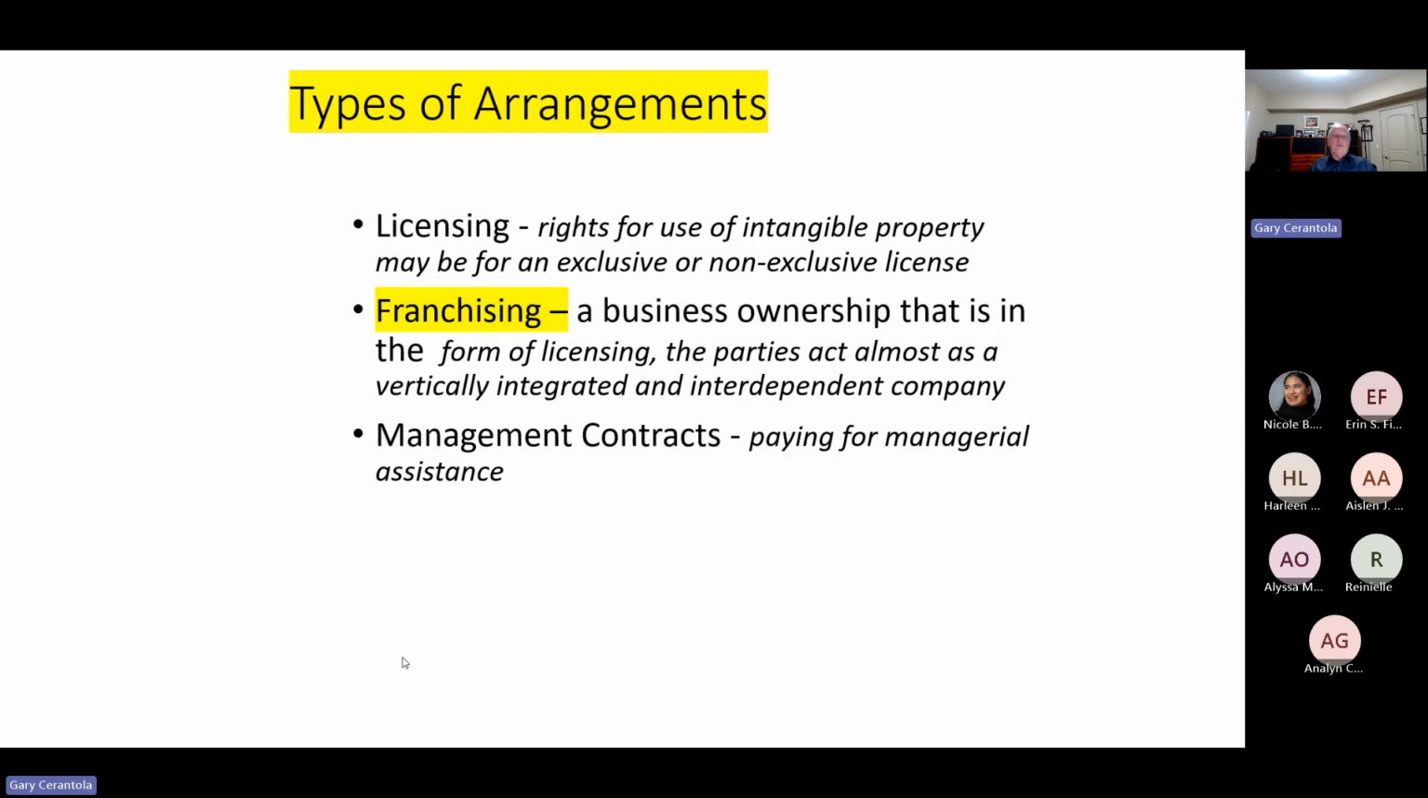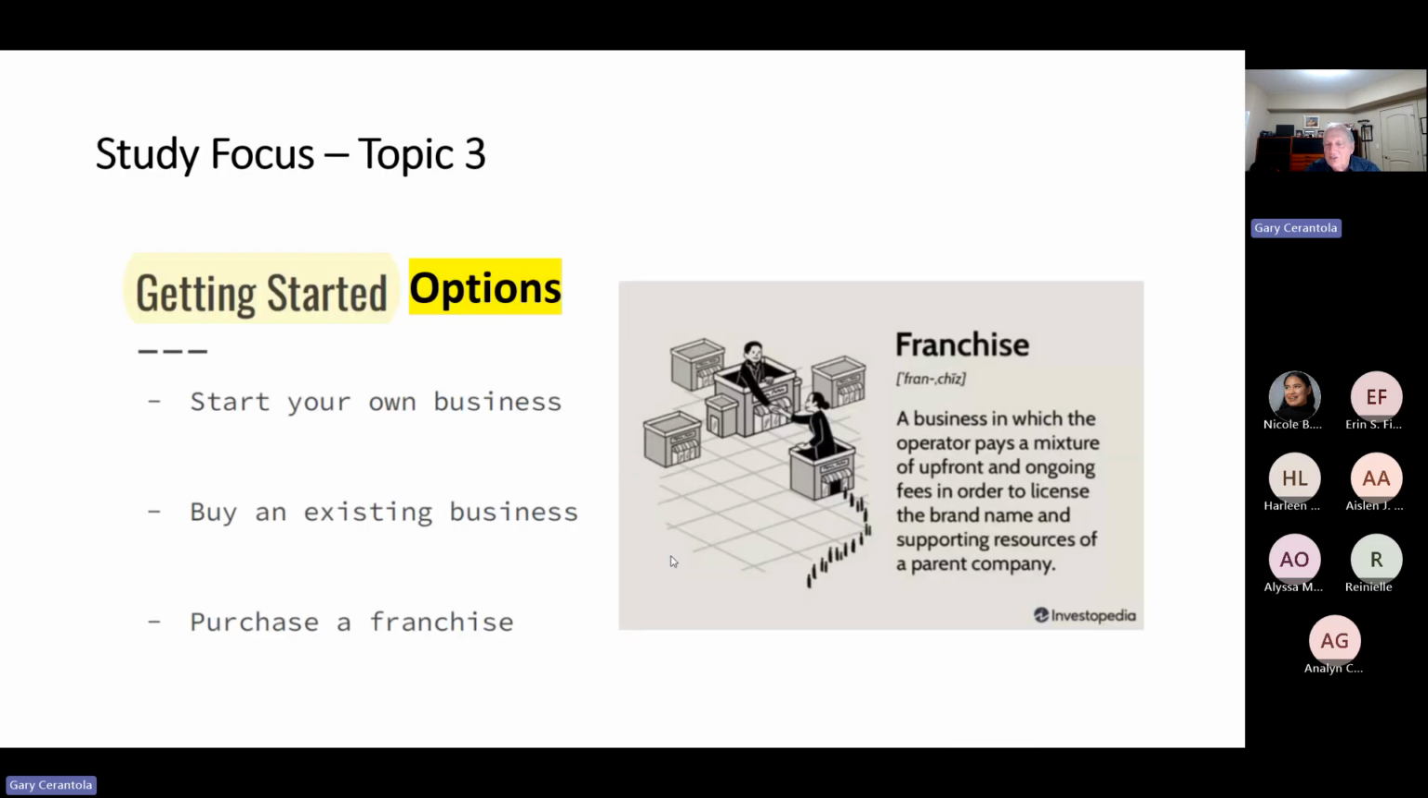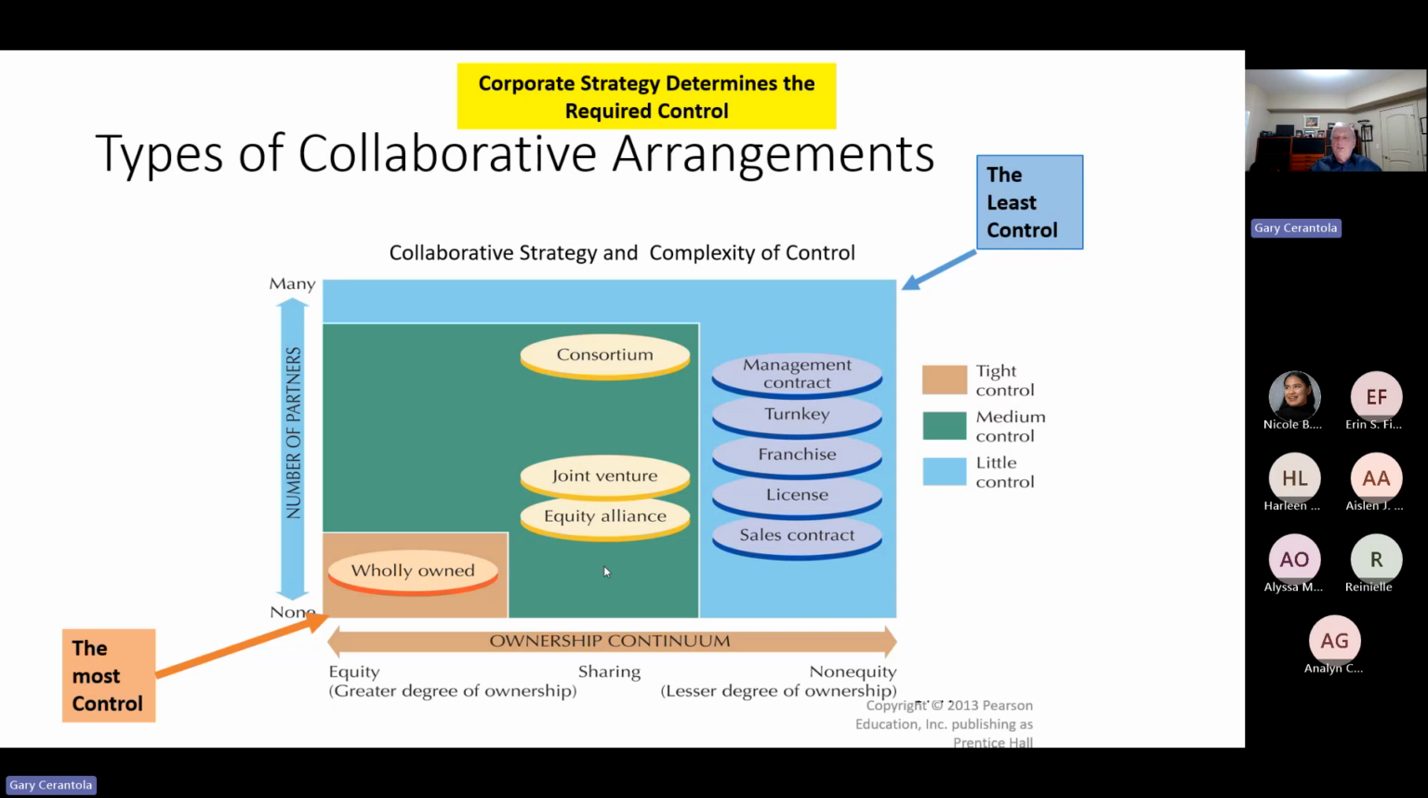Okay, and now the types of arrangements. And the types of arrangements are pretty important. And let me just skip to showing you this drawing, right? So here's what it is. This is sort of a continuum. So if you own something totally owned, right, and no partners, then you have the most control in the business. The only thing is that by being wholly owned with the most control, you may be capital limited. You may have a hard time trying to expand.